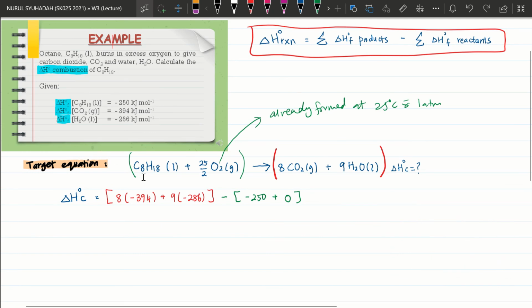Next, once you have written down the equations like this, the rest is simple. Just calculate by using your calculator. You will get the answer as negative 5476, and you need to make sure that your answer is in kilojoule per mole. You will get the same answer regardless of which method you apply.